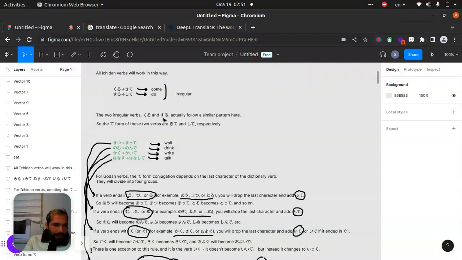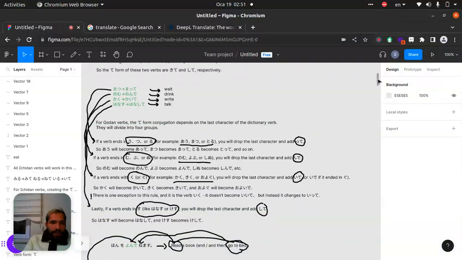The two irregular verbs, kuru and suru, actually follow a similar pattern here. So the te form of these two verbs are, as I mentioned before, kite and shite. Okay, so let's come down.